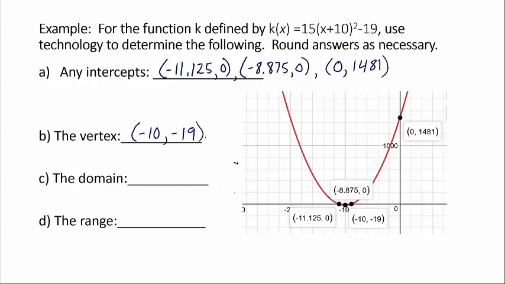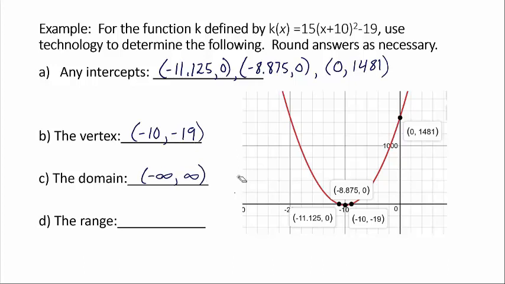All right, now the domain. It doesn't matter what we put in here for x, we'll always get a real number output for y, right? There are no variables in a denominator or under a square root. So the domain is all real numbers, negative infinity to infinity.